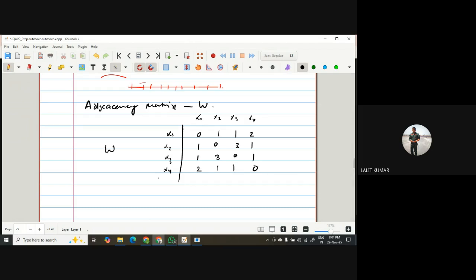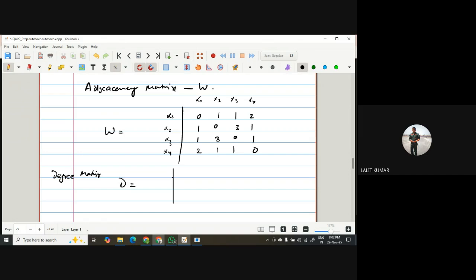So this is W, and then you make something called the degree matrix, which is D. D is nothing but the summation of all the distances. So for x1, the summation of all the distances becomes 4, the rest are all 0. For x2, the summation becomes 4, 0, 0. For x3, 0, 0, again it is 5. And for x4, this is 0, 0, 0, 4.